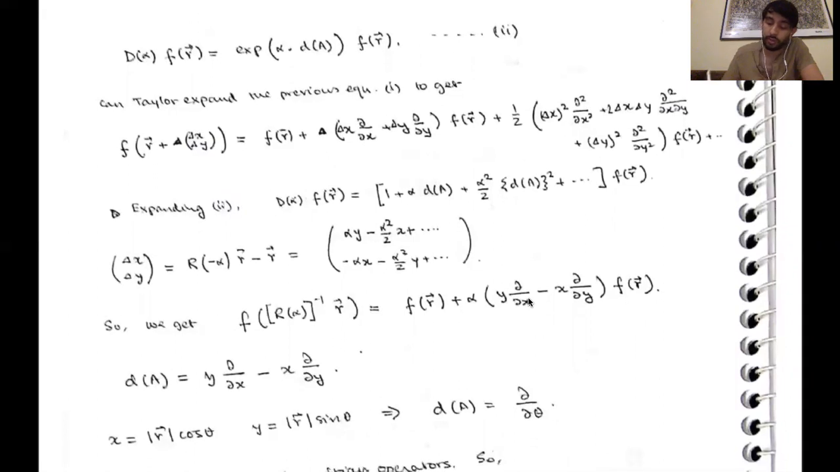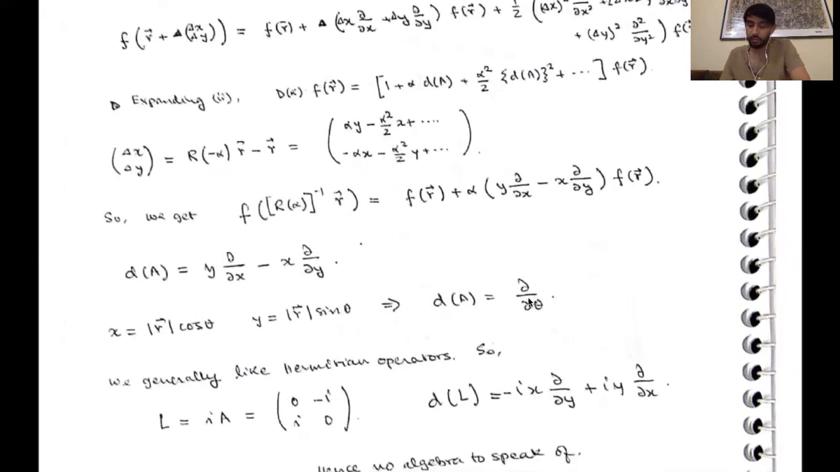So if you were to expand this again, we will find that f of r is going to be given. If you equate these two now, then what we'll find is f of r inverse acting on r is going to be f of r plus this object now. And so you see that this is going to be the representation of my generator, represented in this way.